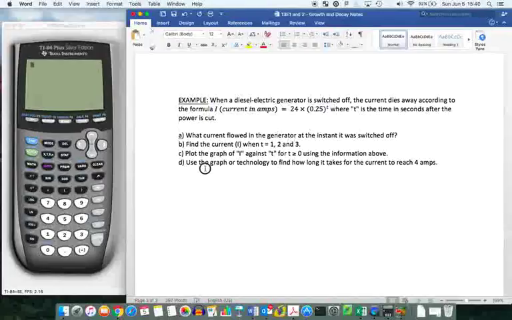What current flowed in the generator at the instant it was switched off? So at the instant it was switched off, our time would have been at 0. So we are just doing a substitution for time when it's 0.